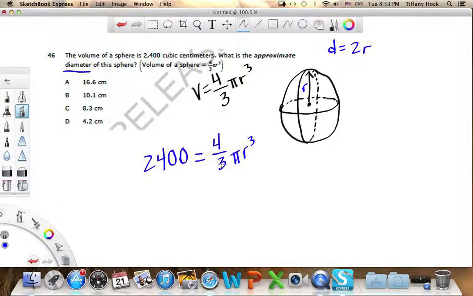First, I'm going to multiply both sides by 3. If I multiply this side by 3 and this side by 3, since I was dividing by 3 here from the 4/3, even though it's a fraction, that's still acting like we're dividing 4 by 3, and then we're multiplying everything else, so multiplying by 3 and dividing by 3 cancels out, and I'll be left with 4 pi r cubed equals, multiply this side by 3, and you get 7,200.